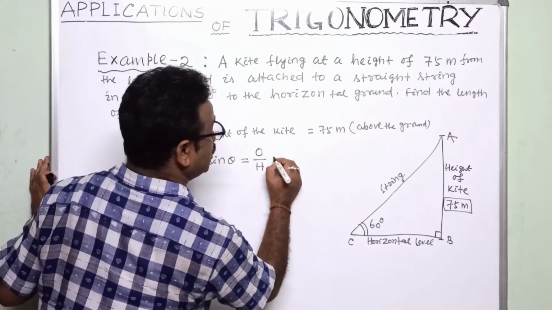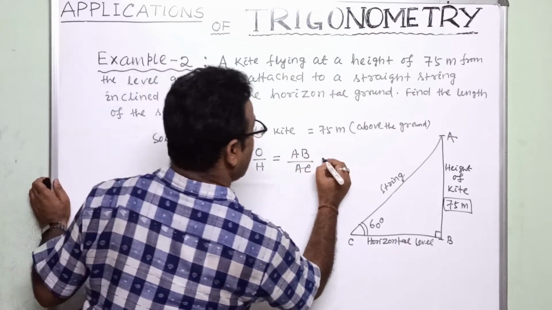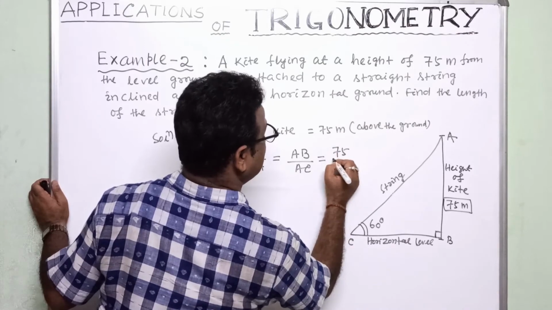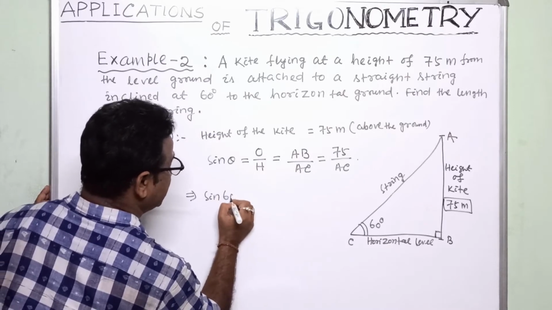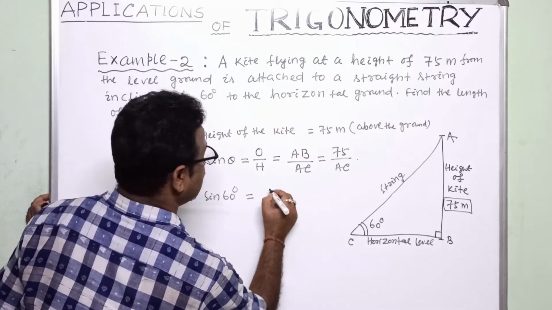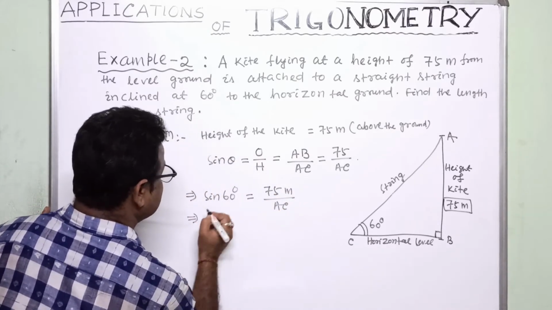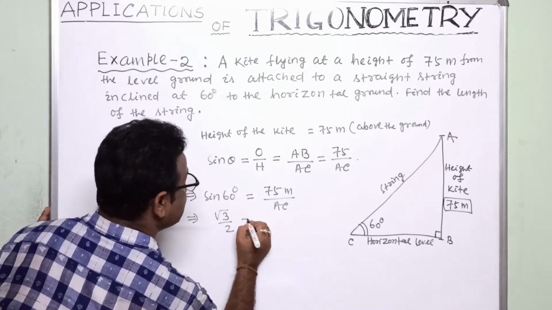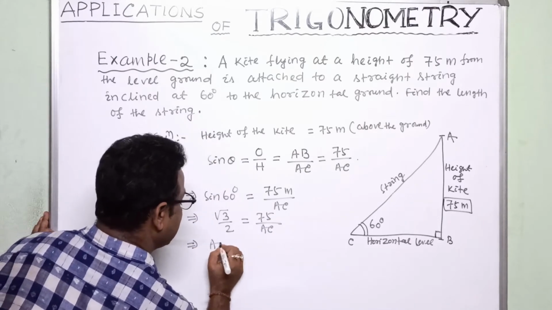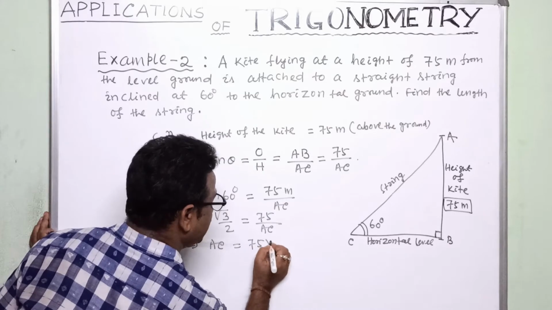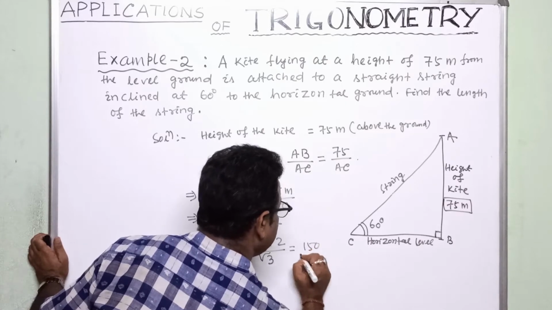So opposite by hypotenuse is equal to AB by AC. That is equal to 75 by AC. That implies sine 60 degree is equal to 75 meter by AC. That implies sine 60, how much? Root 3 by 2 is equal to 75 by AC. That implies AC is equal to 75 into 2 by root 3. That is equal to 150 by root 3.